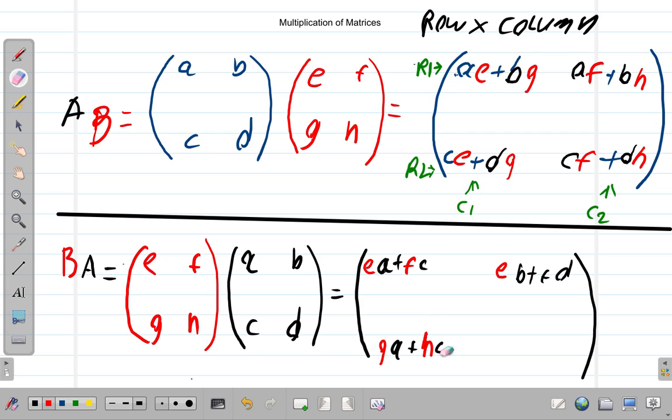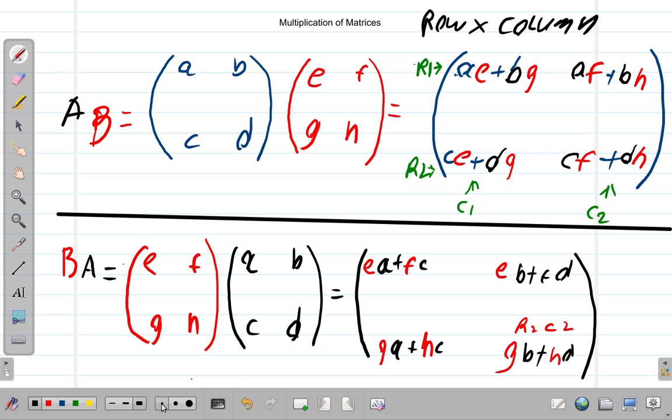Then in this region, this is row 2, column 2. So you must multiply row 2 by column 2 now. It's going to be row 2 by column 2. So it's first by first plus second by second. GB plus HD. You see? So it's going to be G multiplied by B plus H multiplied by D.